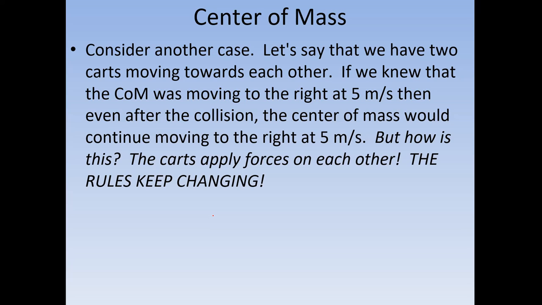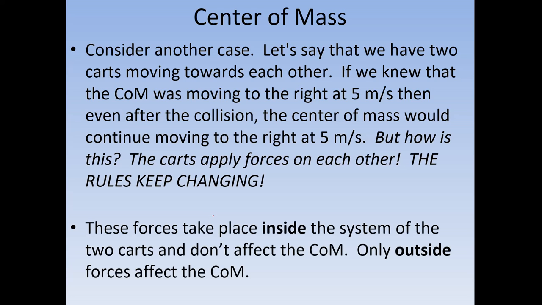Here's a scenario: we have two carts moving towards each other, and the center of mass is moving to the right at 5 meters per second. Even after the two objects collide, their final speeds could be drastically different. They could both be moving to the right, or maybe one moves to the right and the other moves to the left. We don't really know what's going on, but as long as there are no outside forces, the center of mass will still continue moving to the right at 5 meters per second. That's because even though they apply a force on each other, that force is inside the system, and what we really care about are the forces that are outside the system.